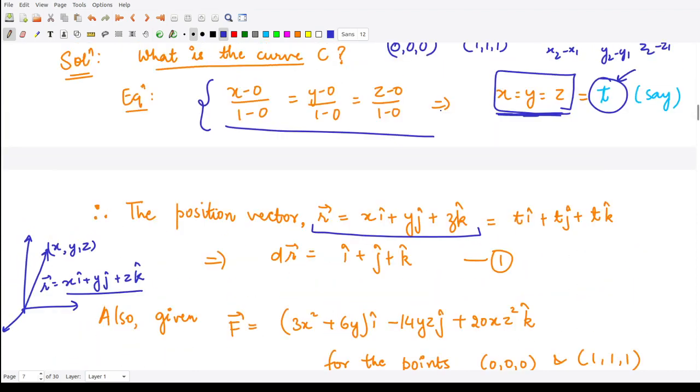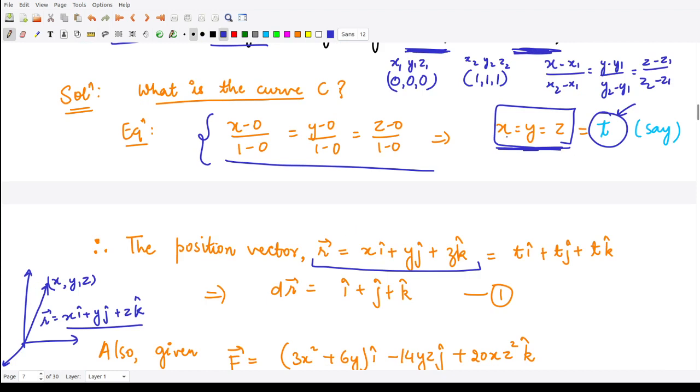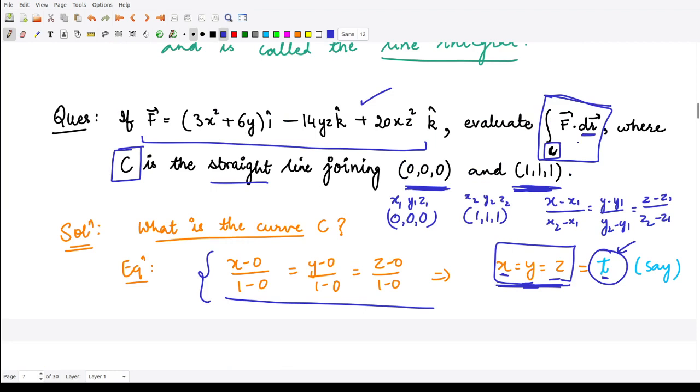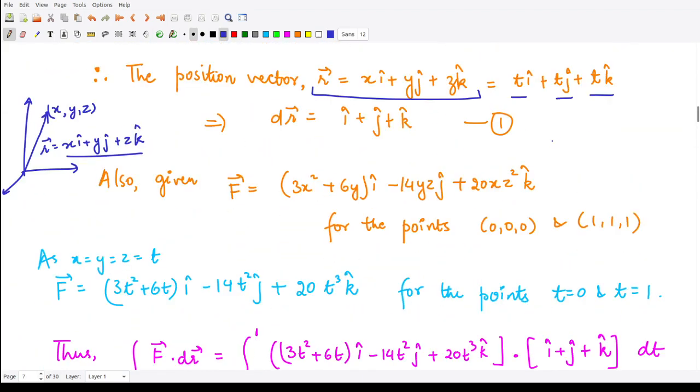Now we have converted everything in terms of t, because x is equal to t, y is also equal to t, and z is also equal to t. Therefore you have t i cap plus t j cap plus t k cap as this vector r. But for the solution of this question we do not require vector r, instead we require the vector dr. When you solve it, dr becomes i cap plus j cap plus k cap. How? You differentiate this quantity with respect to t, and you obtain i cap plus j cap plus k cap.